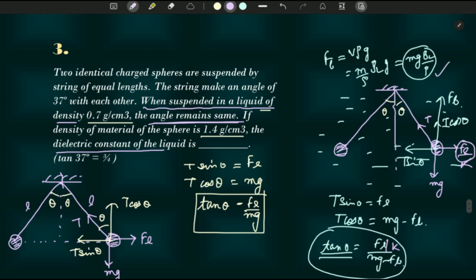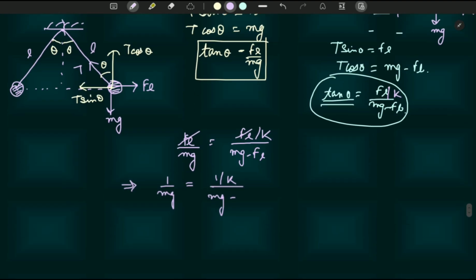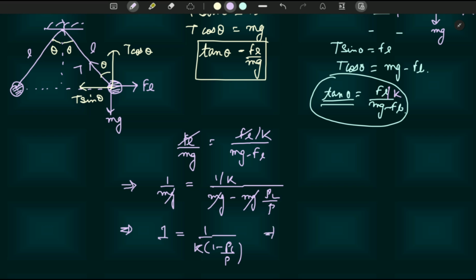I told you that I will use this relation. So mg rho L by rho, mg rho liquid by rho. So mg gets cancelled from both sides. I will get 1 equals 1 by K times 1 minus rho L by rho. So I will get K times 1 minus rho L by rho equals 1.